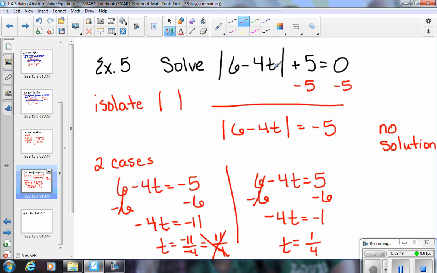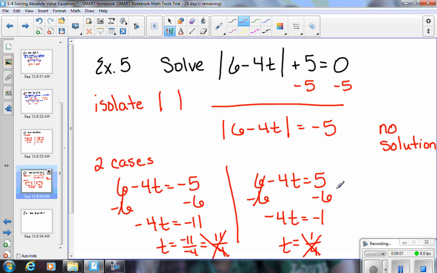Plug in a 1/4. Up here, the 4's cancel. You'll be left with a 1. 6 minus 1 is 5. The absolute value of 5 is 5. Plus 5, again, is 10. This solution doesn't work. So I'd still come up with no solution.